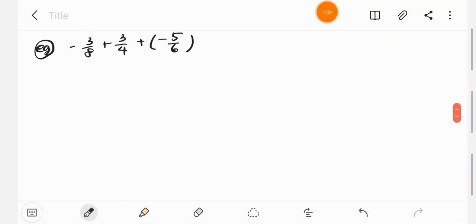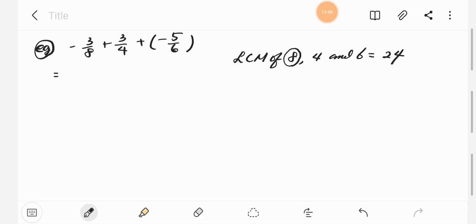Okay, now let's add these three fractions. First of all, what is the LCM of the denominators? 8, 4, and 6. The denominator comes from the larger number. So 8 is not a multiple of 6. What is the next multiple of 8? 16. Is 16 a multiple of 4 and 6? No. How about the next one? The next multiple of 8 is 24, and 24 is a multiple of 4 and 6.